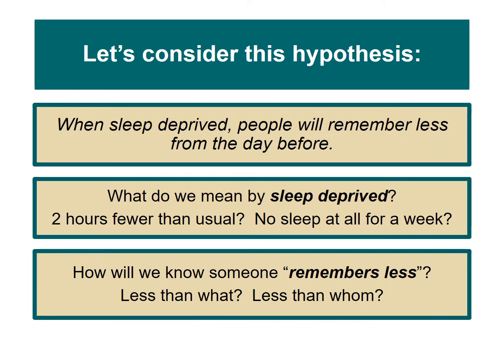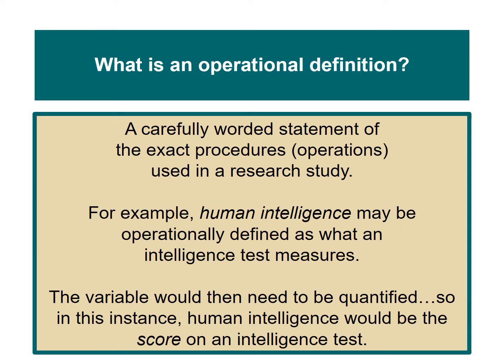So let's consider the hypothesis. When sleep deprived, people will remember less from the day before. What do we mean by sleep deprived? So it's really important to get super specific in psychology because this could mean anything. Does it mean 2 hours fewer than usual? What does usual mean? Does it mean no sleep at all for a week? How will we know someone remembers less? Less than what? Less than whom? We have to use something called operational definitions.